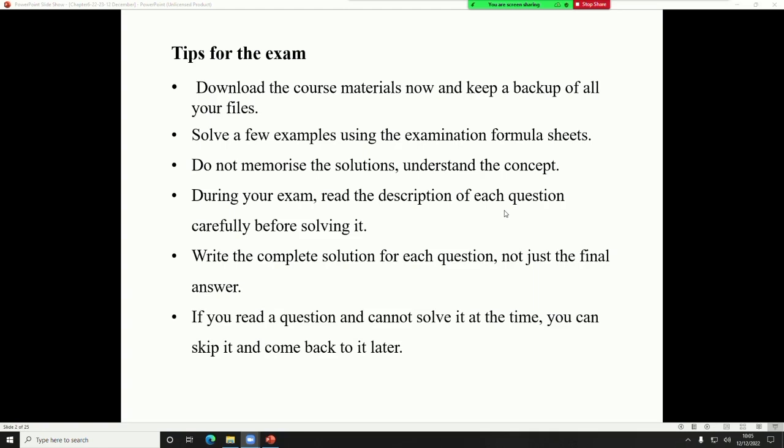There are other questions that you could answer, but some of the students panic at the time and cannot remember how to solve a question. So my advice to you, when you read a description of a question and you cannot answer it, just leave it, and then you can come back to it in 10 or 15 minutes' time, and I'm 100% sure you can solve it later on.